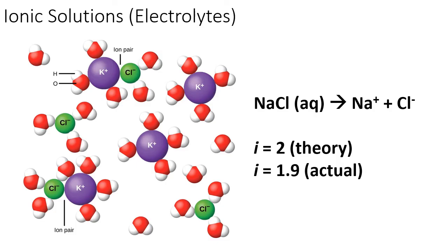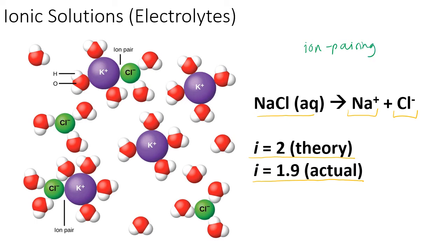Now I mentioned that the I factor in theory might not be exactly equal to the true or actual I factor. So for sodium chloride, if we had 1 formula unit of that, it would break up into a sodium ion and a chloride anion. So we would say in theory that 1 formula unit of sodium chloride would produce 2 particles, or an I equal to 2. Now the real life I factor for sodium chloride is close to 2, but it's actually only 1.9. This is due to something known as ion pairing.